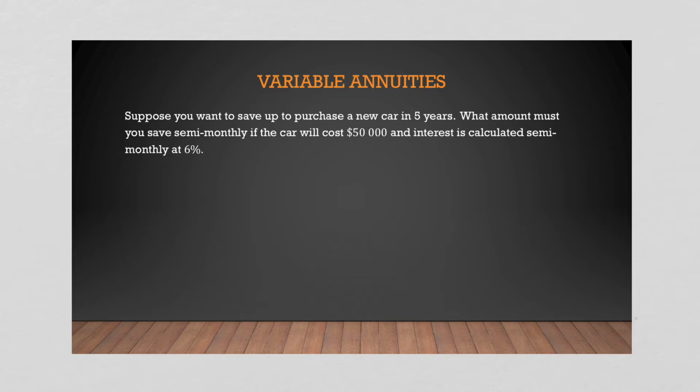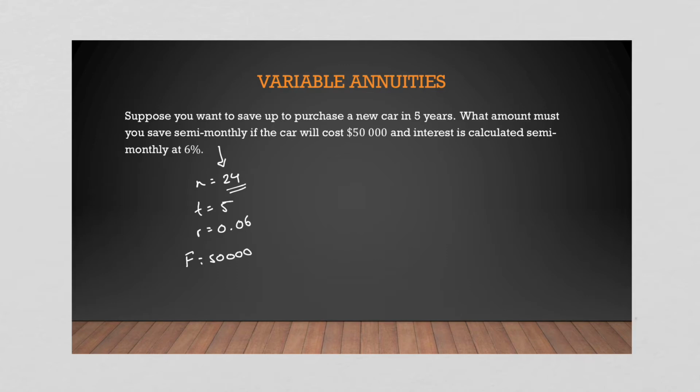You're going to save up to buy a new car in 5 years, and the car is going to cost you 50 grand. So what amount do you have to save semi-monthly? Semi-monthly means twice a month. If it's twice a month, that means 24 times a year, because there are 12 months in a year. So what values do we have? N is 24. T is 5 years. The interest rate is 6%.